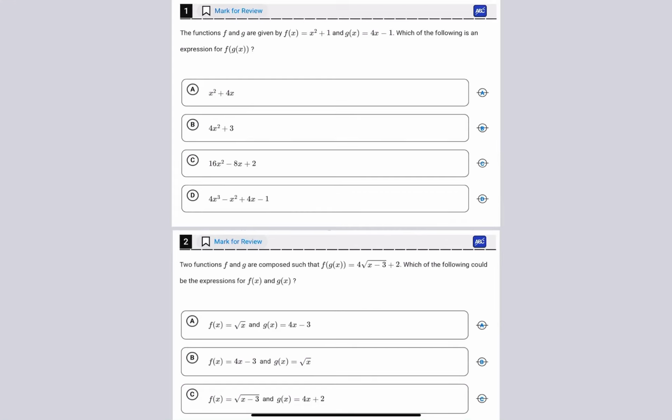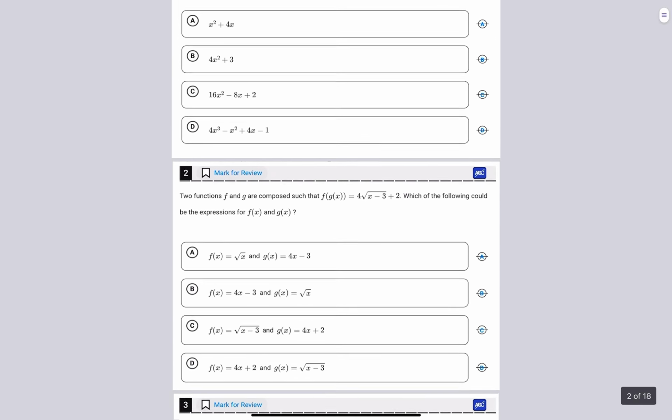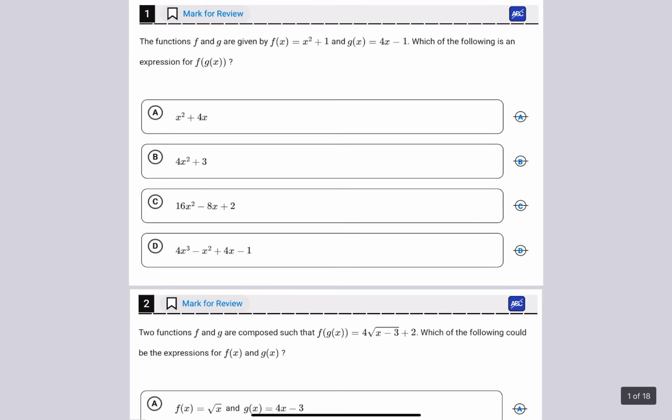Hello, today we're going to be solving composite functions, which is a chapter that shows up on the AP Pre-Calculus exam. And we have around 14 questions. I do suggest you pause the video before watching the solution, try and solve it on your own. And yeah, starting off with question number 1.